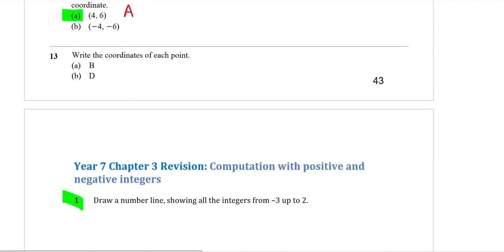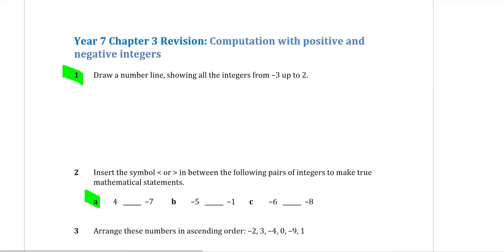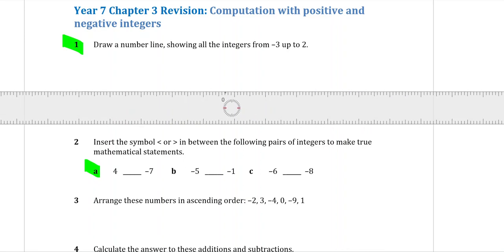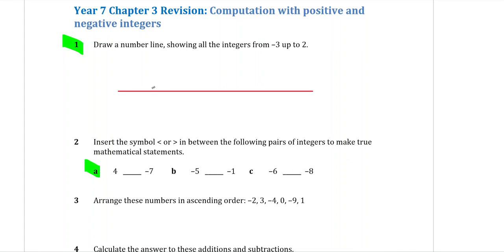Question 13 is going in reverse, and you can write down the coordinates. Moving on to the next page. Draw a number line that shows all integers from -3 up to 2. Good, we get to practice this again. So we're on our number line. And we need measured spaces from -3 and let's number them on there. -2, -1, 0, 1, 2.